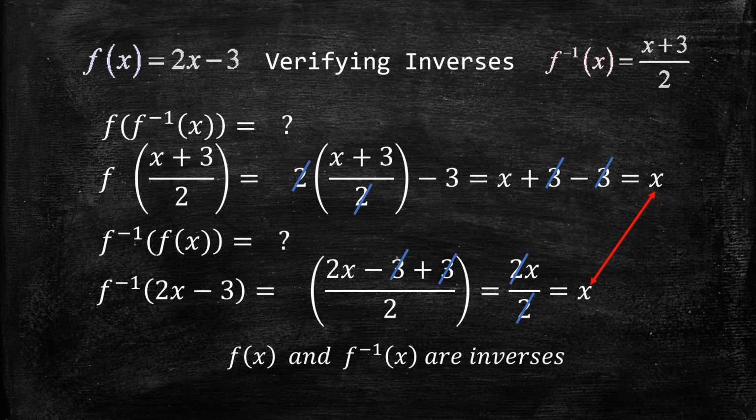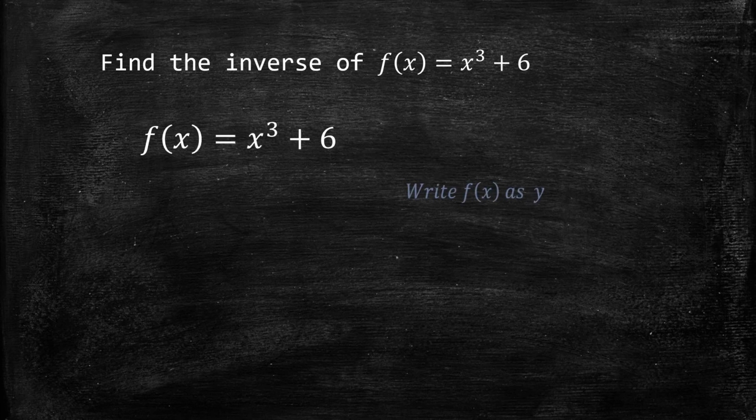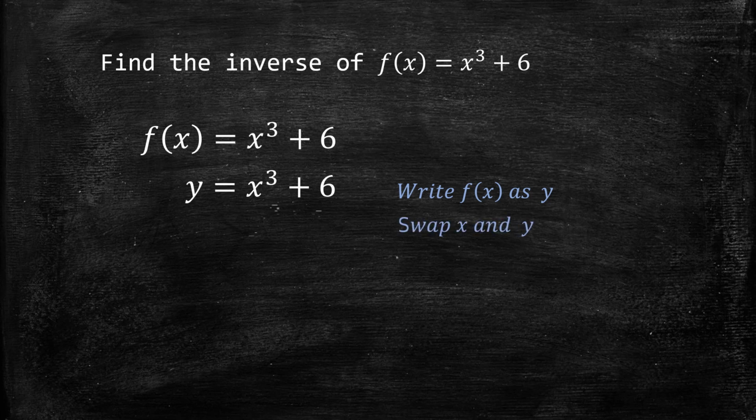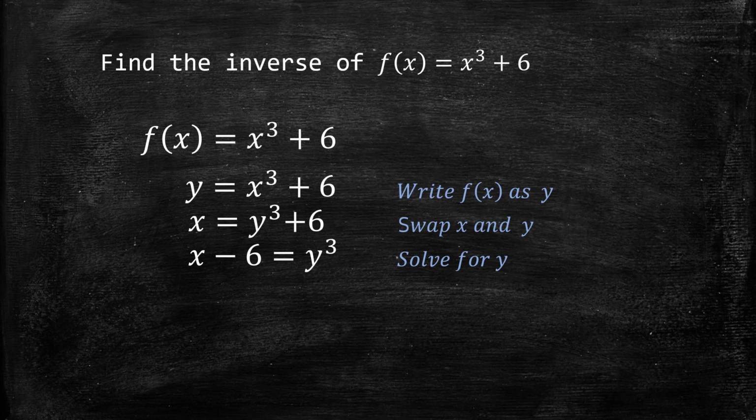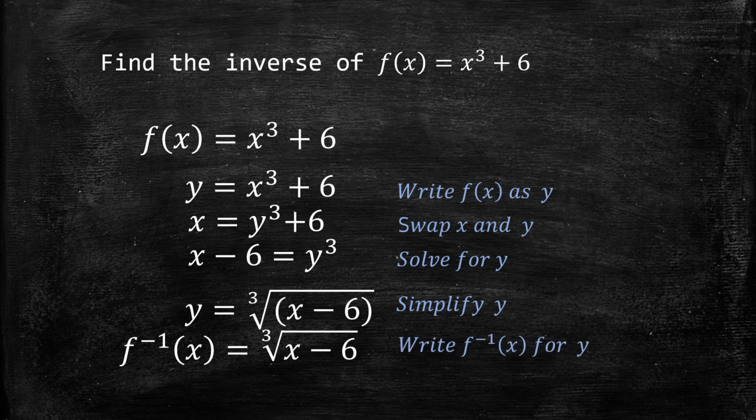Another example. We need to find the inverse of f of x equal x cubed plus 6. So the first thing, we need to write f of x as y. Swap x and y. Solve for y. We need to take it one step further. Now write y as f inverse of x.